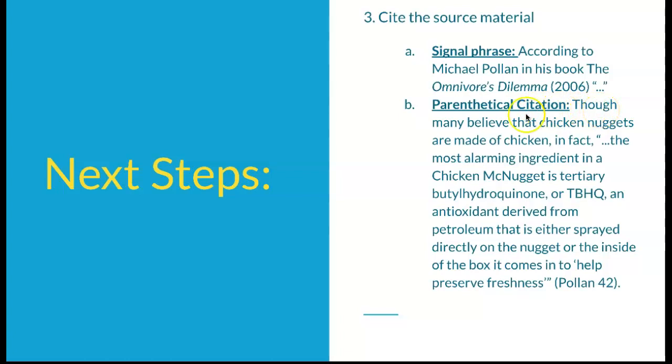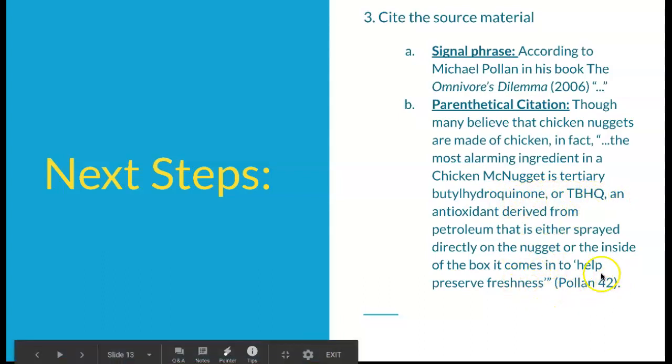Here's an example of that. Though many believe that chicken nuggets are made of chicken, in fact, quote, the most alarming ingredient in a chicken McNugget is tertiary butylhydroquinone, or TBHQ, and so on. You could see at the end then we've got a citation for Michael Pollan's Omnivore's Dilemma book in parentheses with a period at the end.